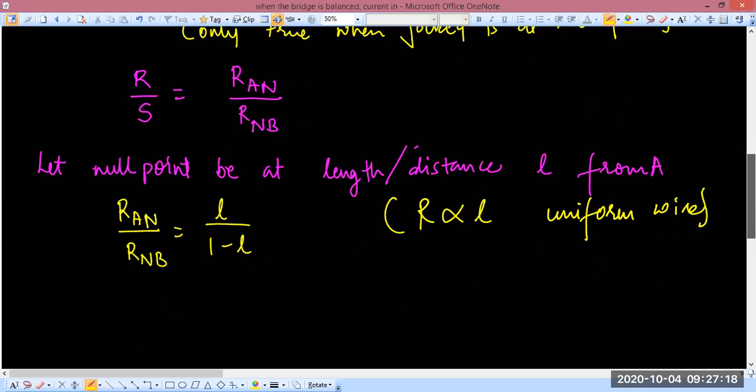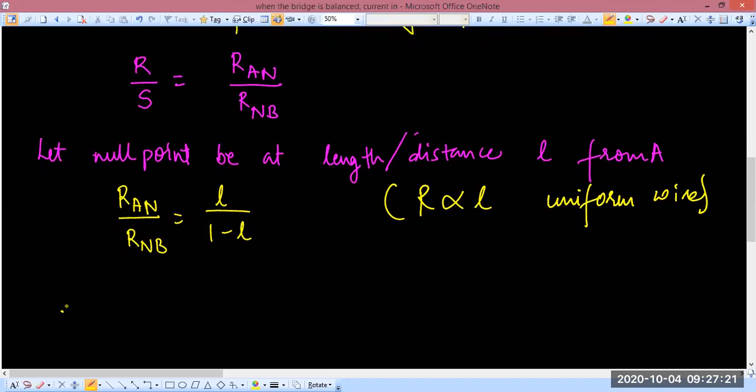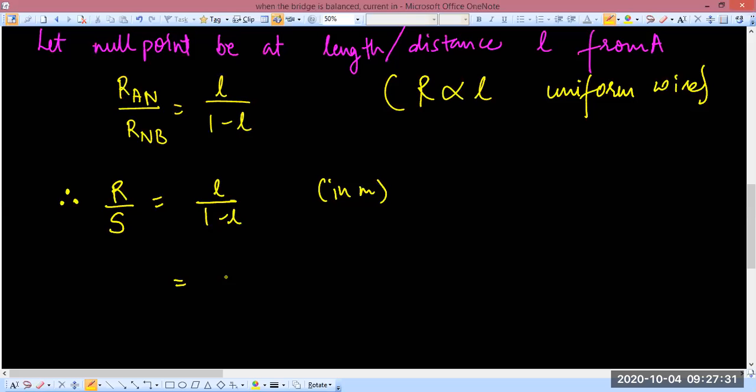Right. So let's put it here. Therefore, final step, R upon S is equal to L upon 1 minus L if you are doing this in meter, and if you are writing L in centimeter, then you should write it like this. I hope you are not surprised by this. Whichever you like, both relations are same.